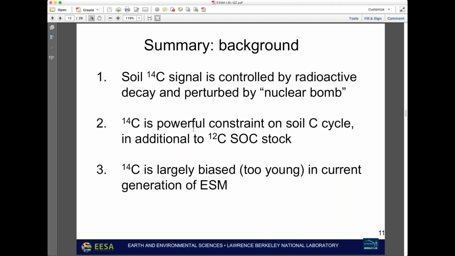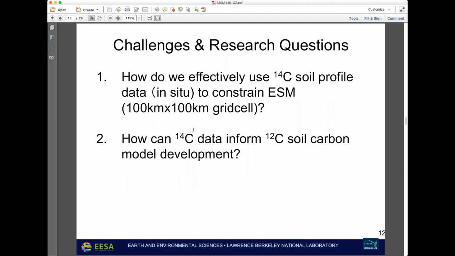And almost all the ESM models have a very young soil carbon, and the E3SM land model also has this issue. So the question is, with this ISRaD soil radiocarbon database, how can we effectively use those data? Particularly, it's challenging because those data are profile data, in situ level measurements, and how can we effectively use those data to constrain the Earth system model at grid cell level? And also, how can 14C data inform the 12C model development?